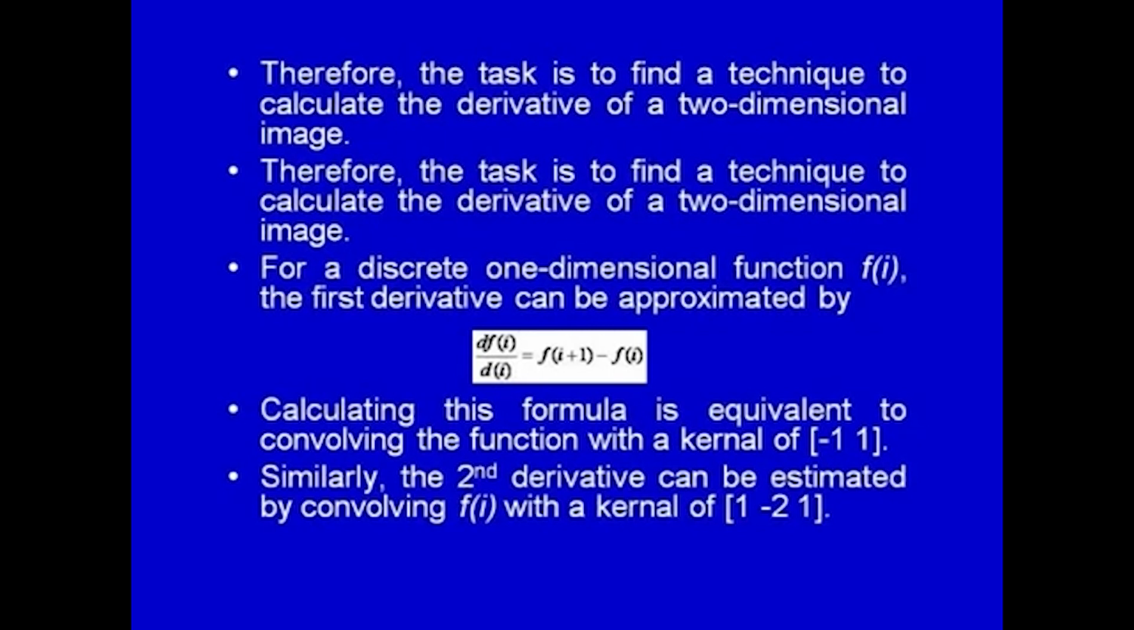For a discrete one-dimensional function f(i), the first derivative can be approximated by the relationship df/di = f(i+1) - f(i). Calculating this formula is equivalent to convolving the function with a kernel of -1, 1. Similarly, the second derivative can be estimated by convolving the function f(i) with a kernel of 1, -2, 1.